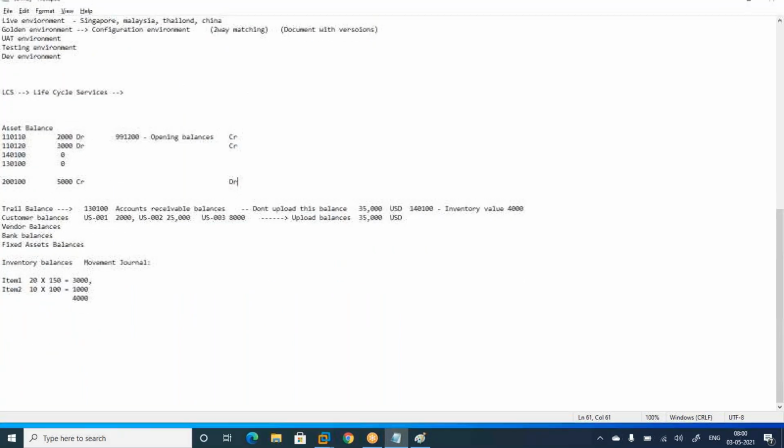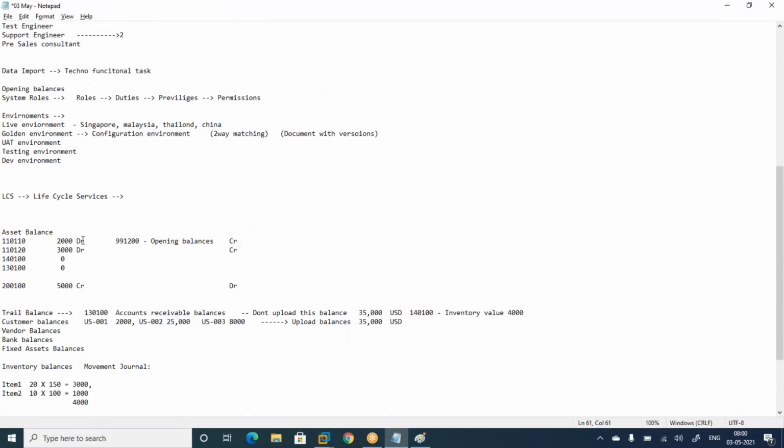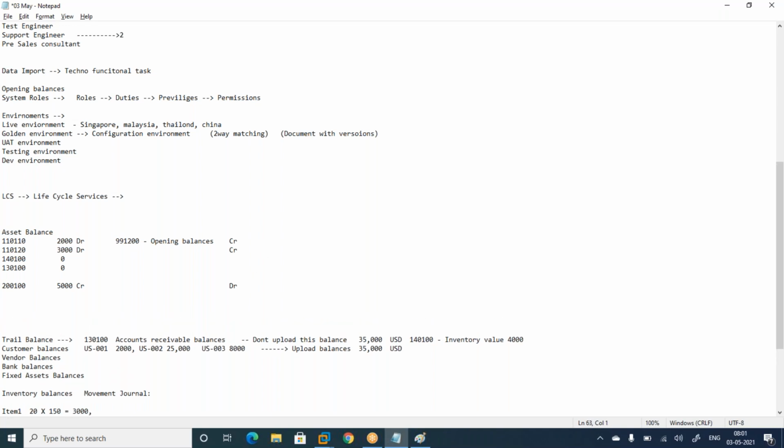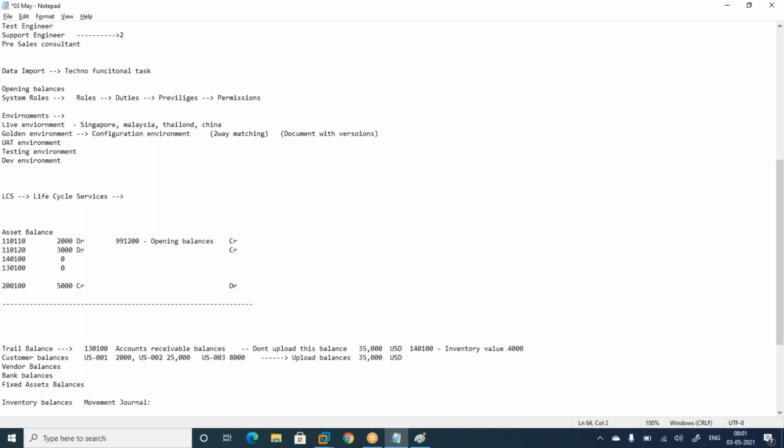Now, here what I am doing: debit to this account, credit to this account, and credit to this account, debit to this account. So at any point of time, 991,200 should be 0. At last, the final value should be 0. The net effect should be 0. This should be nullified, but it is not nullifying.